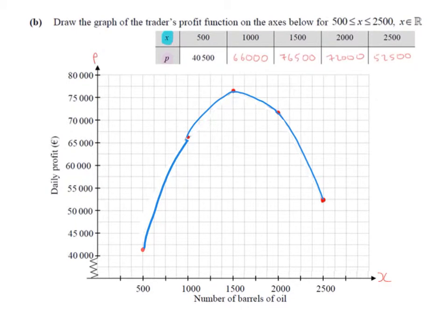Then 2,000 on the x-axis, 72,000 on the P-axis. So across to 2,000 and up to 72,000. And then 2,500 and 52,500. So across to 2,500 and up to 52,500. And we plot our last point. And then we join them together with a pencil, making sure that it's curved along the top.